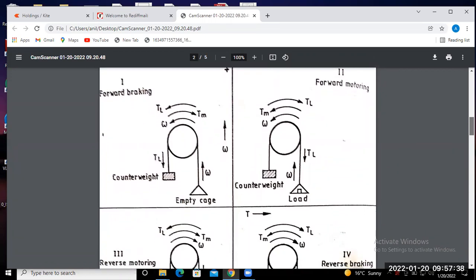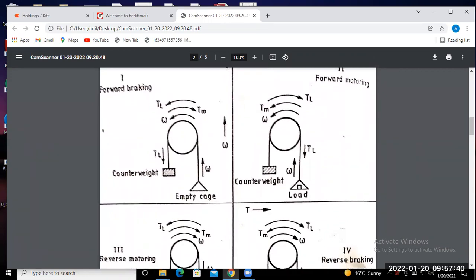I explained the speed and torque directions in the previous figure also. So here you can consider all four quadrants. In the first quadrant, when we explain the speed torque characteristic, the electromagnetic torque as well as the speed are in the anti-clockwise direction.